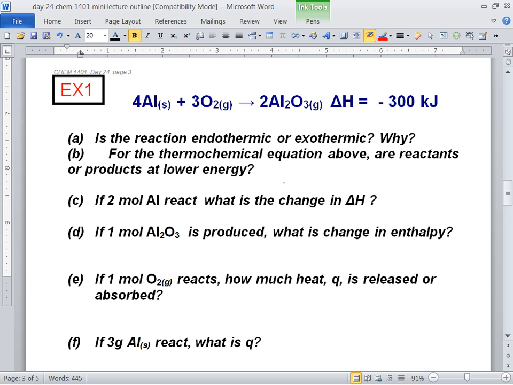Good. Exothermic, because it's a negative number. Very good. Go on to the next one. For the thermochemical equation above, are reactants or products at lower energy? Write down your answer so we can see if everyone agrees. Be confident.